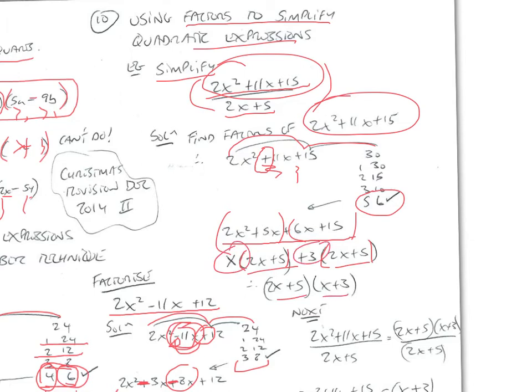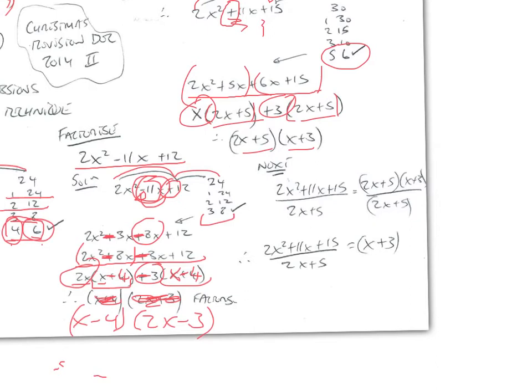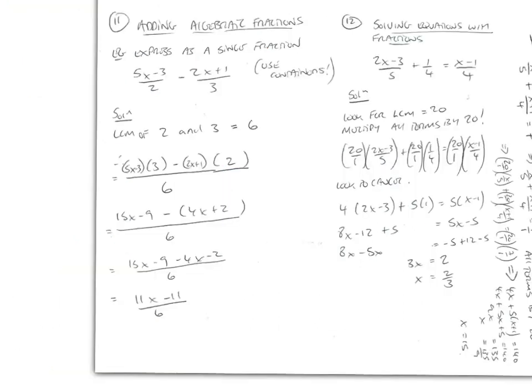And what I'll do is I'll simply write all of that over, sorry, 2x squared plus 11x plus 15 over 2x plus 5, which is the same as these factors, all over 2x plus 5. And these guys will actually cancel, and I'll just be left with x plus 3.